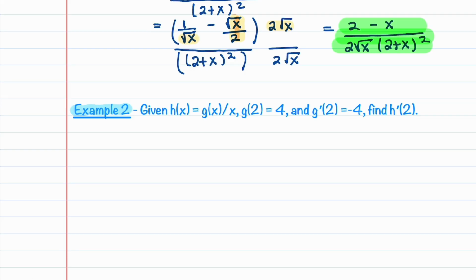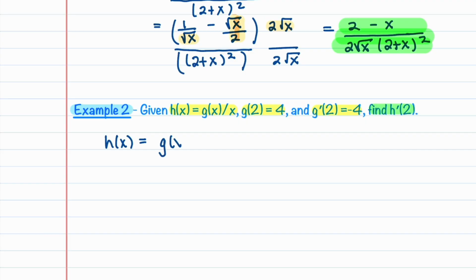Let's now look at our second example. It's actually not as hard as the one that we just did. In this example, we are given that h of x is g of x divided by x, g of 2 is equal to 4, and g prime of 2 is negative 4, and we're asked to find h prime at 2.